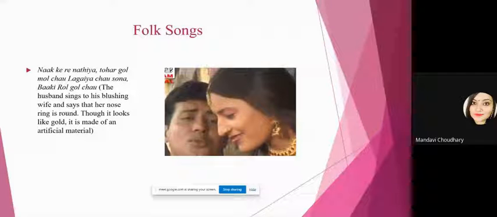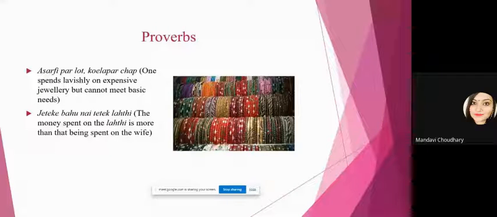Coming to proverbs, people in Mithila come up with proverbs that explain or suit a particular situation the best. They have not basically learned them, but these proverbs have inherently become a part of their folk life. The mention of jewelry in proverbs carries several meanings depending upon the context. A few of the commonly used proverbs are: Asarfi par loot, koila par chap. One spends lavishly on expensive jewelry such as asarfi, a necklace made of coins, but cannot meet basic needs.